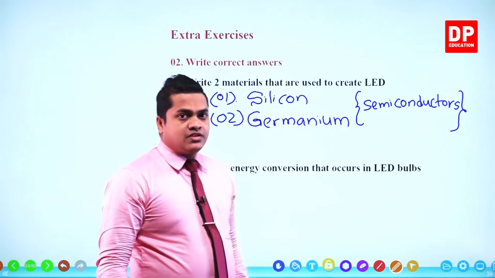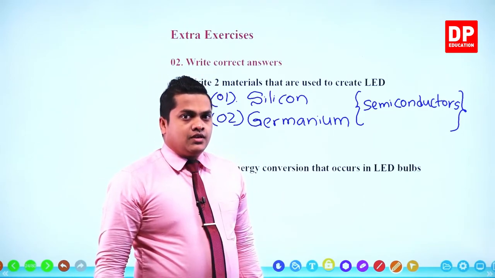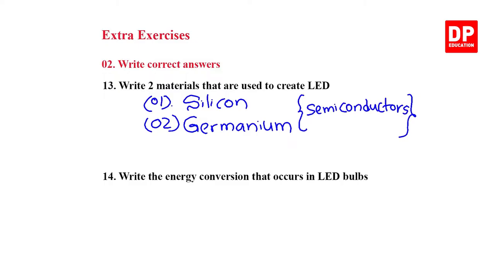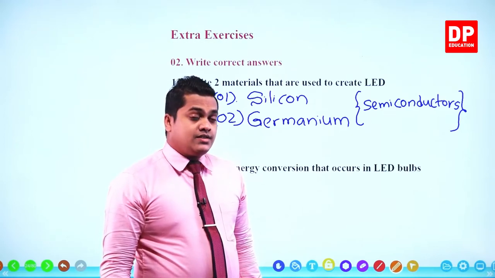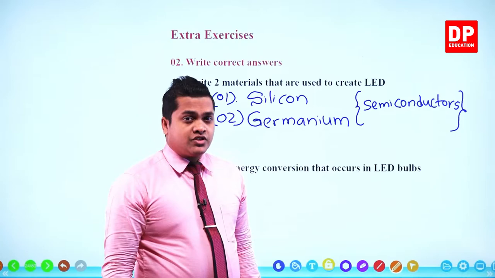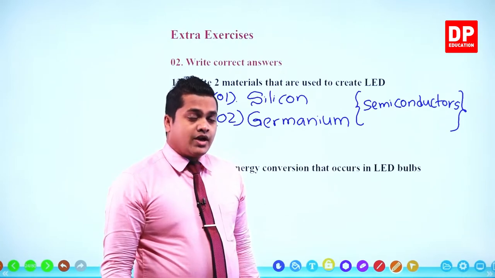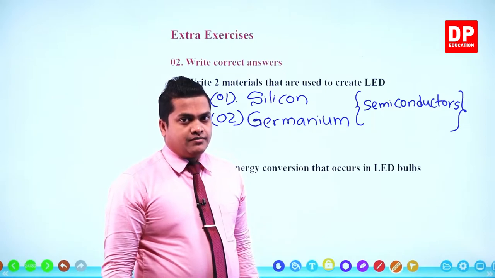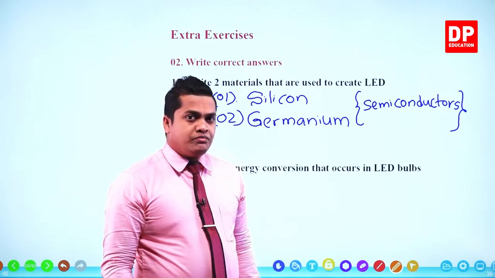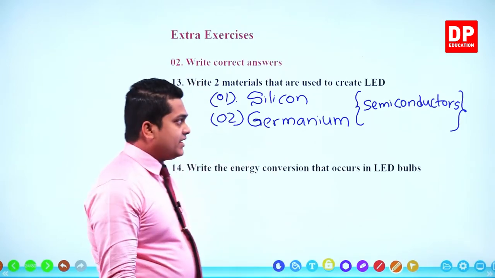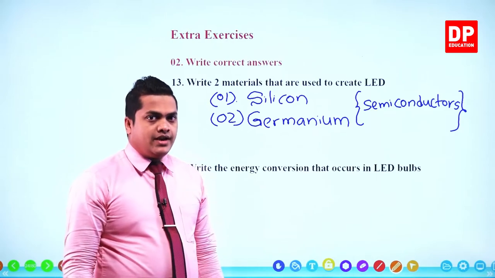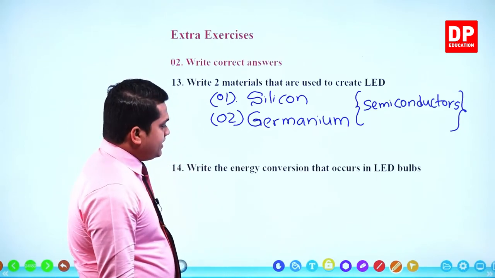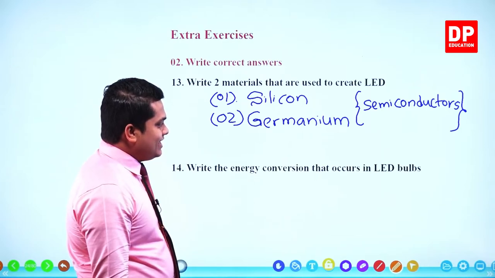So in the earlier case we discussed, under the theoretical parts, that transistors are semiconductors which are going to emit a large amount of heat. Transistors are actually made by joining several diodes together. Diodes are also made of silicon and germanium. LED is also a type of diode. Therefore, to make LEDs, we use these materials, germanium and silicon.